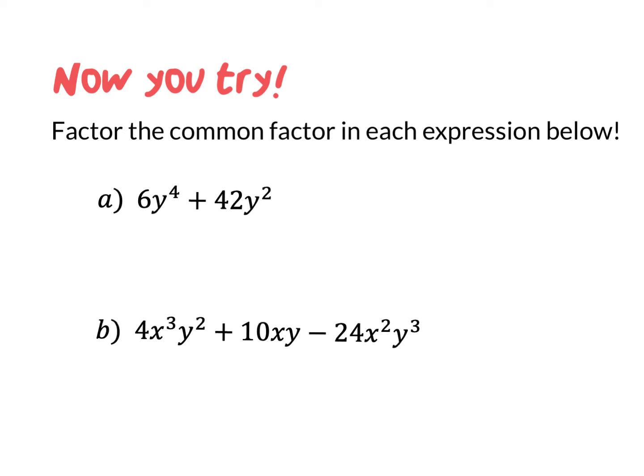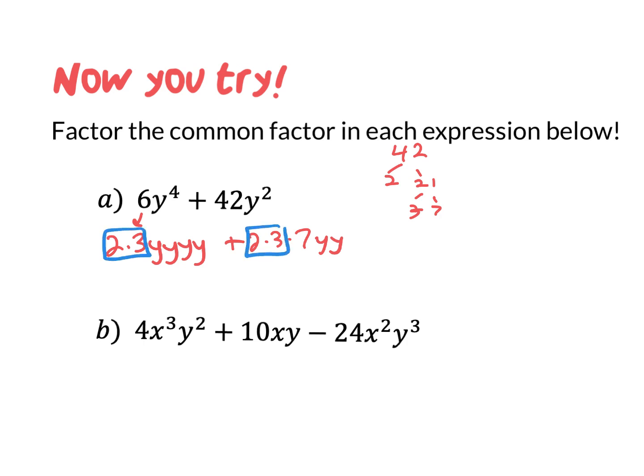All right, so in the first one, if I were to expand, 6 can be broken up as 2 times 3, and then y to the 4th would be 4 y's. 42, if I make a factor tree of 42, that's 2 times 21, and 21 is 3 times 7. So that'd be written as 2 times 3 times 7, and then y squared can be written as 2 y's. Now if I look between the 2 terms and circle what I share, looks like I share a 2 and a 3, and I also share 2 y's.